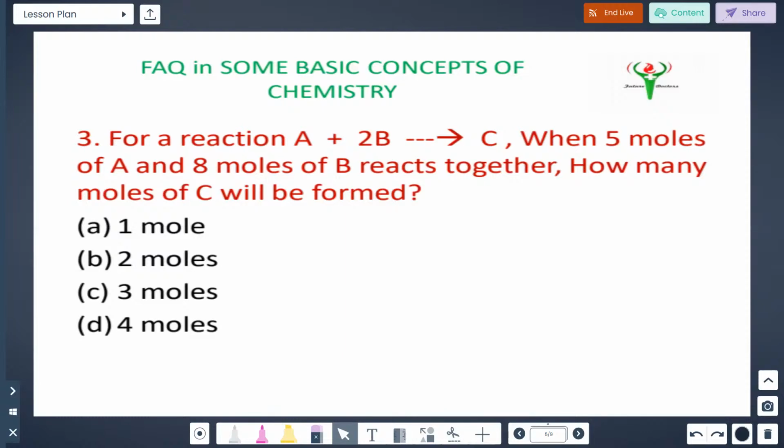Okay, students. Now see the third sum. For a reaction A plus 2B gives C, when 5 moles of A and 8 moles of B react together, how many moles of C will be formed? That's the question. Okay. So here first I will write the equation here.